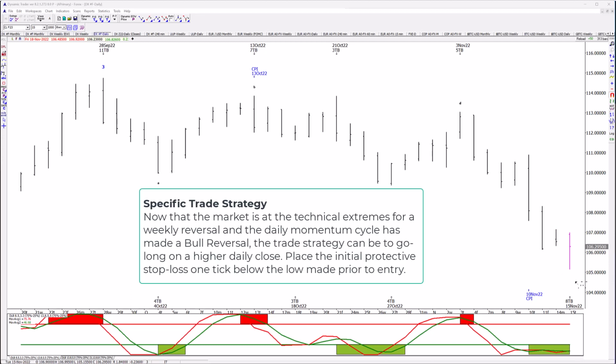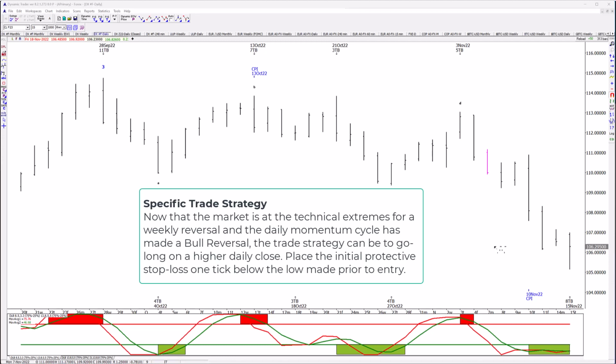Why would we not do that? Our higher time frame weekly momentum cycle is oversold. We have the potential for completing an ABCDE correction long on a higher close. That makes sense, doesn't it? Are we making a reversal or not making a reversal?